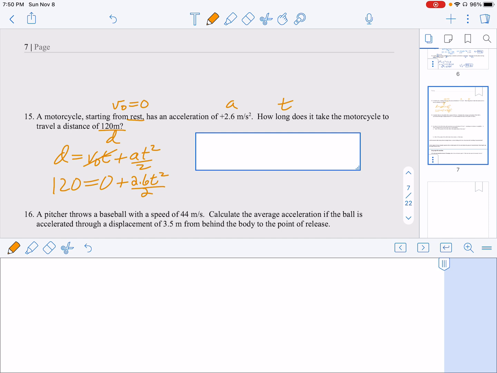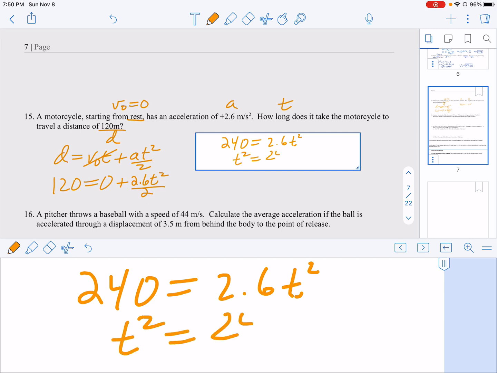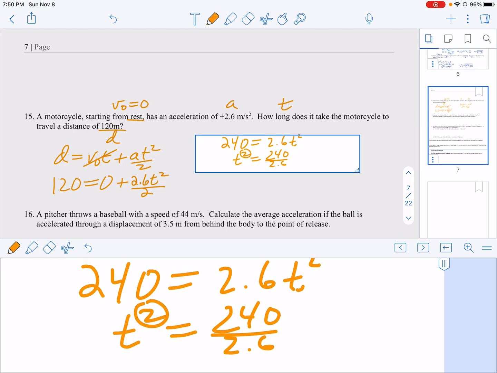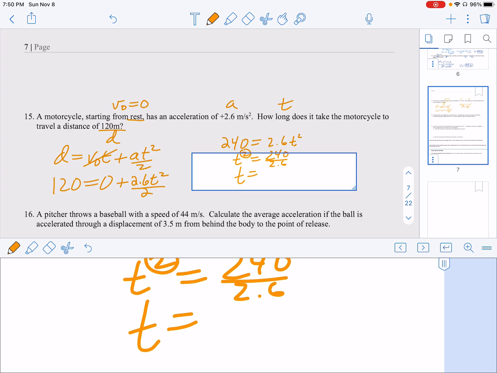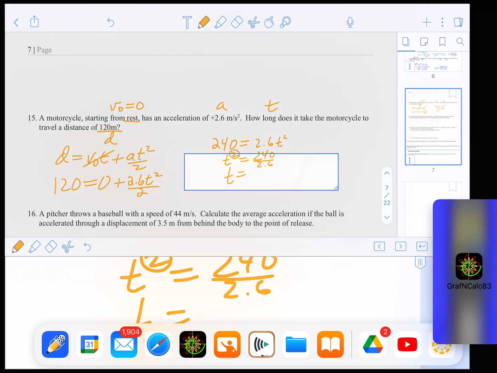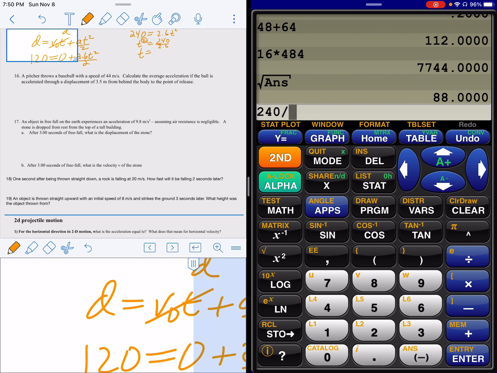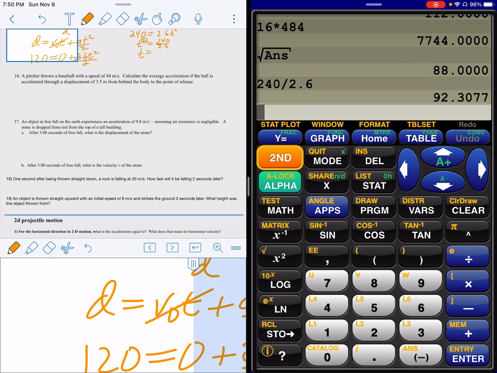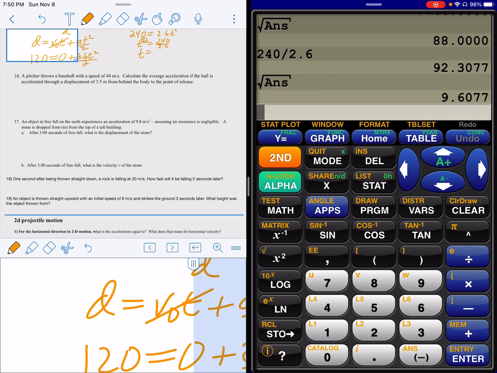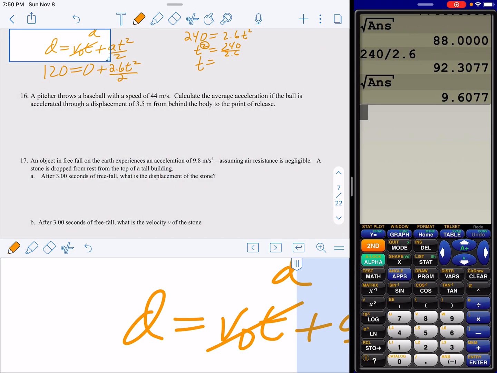So I would just cross multiply. 120 times 2 is 240. Okay, I cross multiply. 240 equals 2.6 t squared. So t squared is equal to 240 divided by 2.6. Don't forget to square root it because I want the time. So 240 divided by 2.6. Square root my answer. I get 9.61.